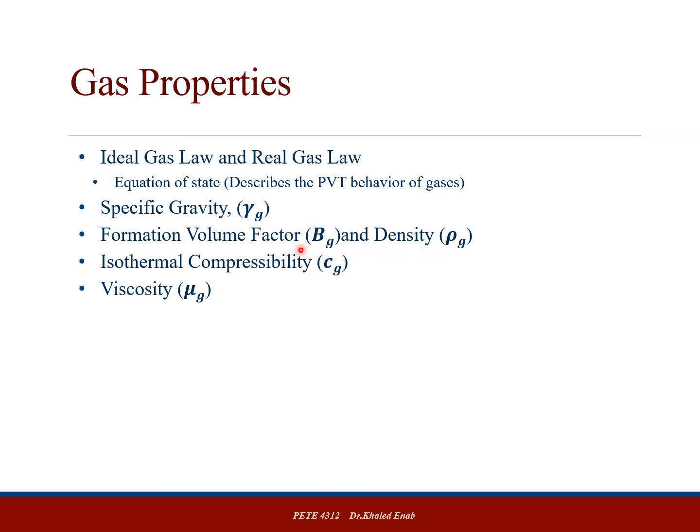Formation volume factor, which is Bg, and the density. Formation volume factor is a factor that we use to get the ratio of the volume at standard conditions, or the surface, to the reservoir. How much of a volume on the surface is represented in the reservoir. Isothermal compressibility. We talked about compressibility in the previous part for rock, and now we'll talk about it for gas. And finally will be the viscosity.